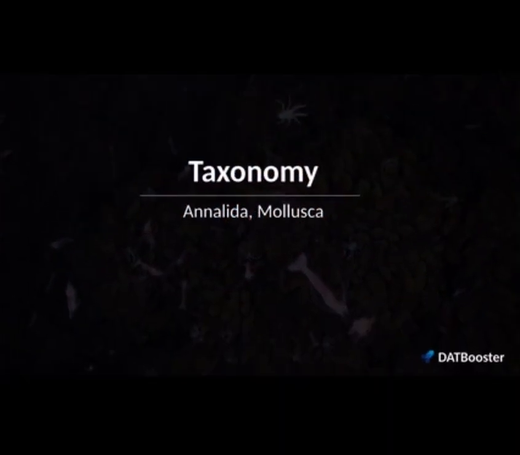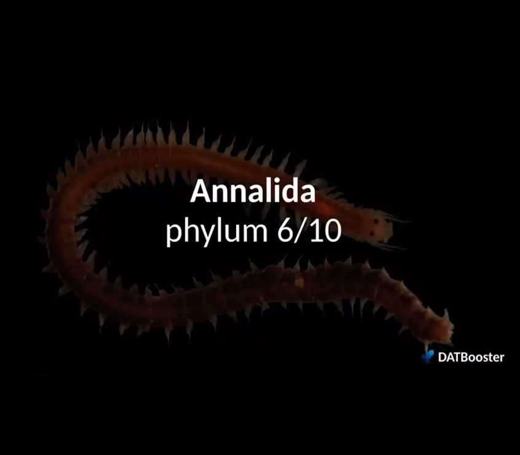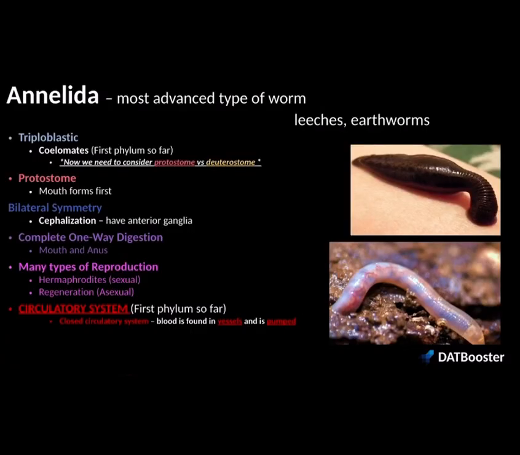Hey guys, welcome back to another taxonomy video. In this video, we're going to look at annelids and mollusks. We now get to our last phylum of worms, and that is phylum Annelida. Annelids are the most advanced type of worm out of the worm phyla that we've looked at.